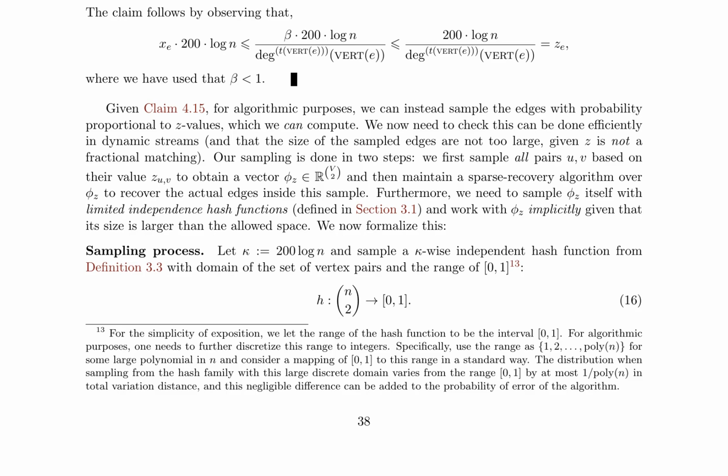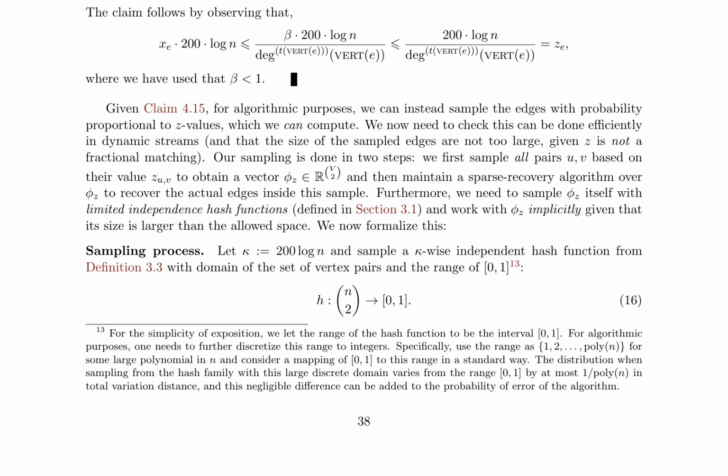Given claim 4.15, the authors can sample the edges with probability proportional to z values, which can be computed. They propose a two-step sampling process. First, sample all pairs (u,v) based on their value z_{uv} to obtain a vector φ^z in R^(V²), and then maintain a sparse recovery algorithm over φ^z to recover the actual edges inside this sample.